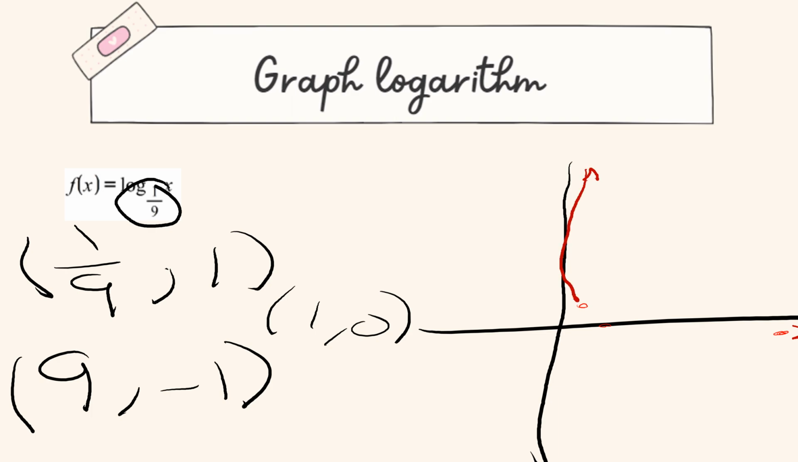If we draw this graph, it will never intersect with the y-axis. The reason is that it's a vertical asymptote. So it would look something like this. And we have an imaginary asymptote in here as well.